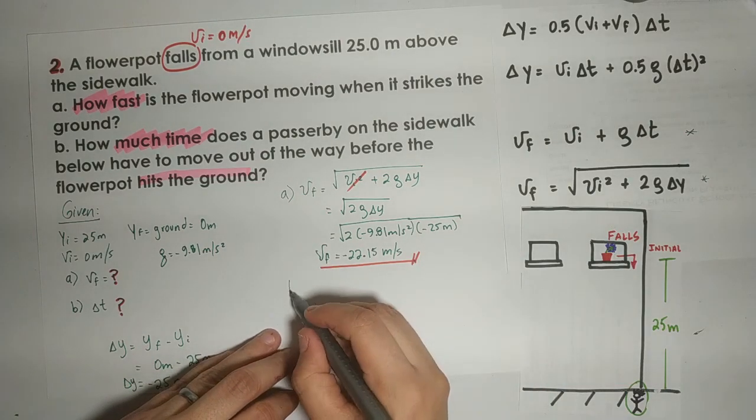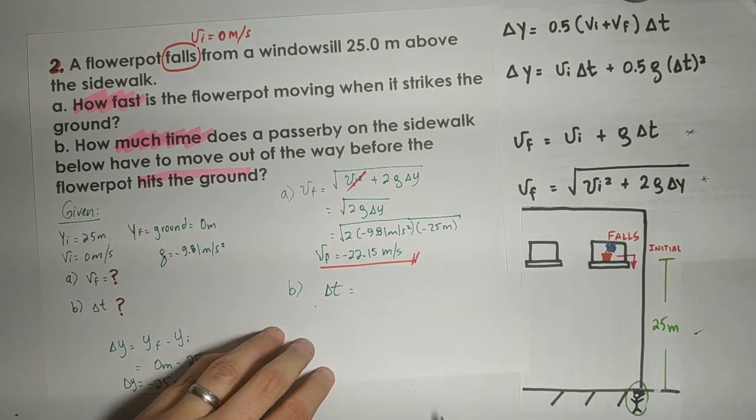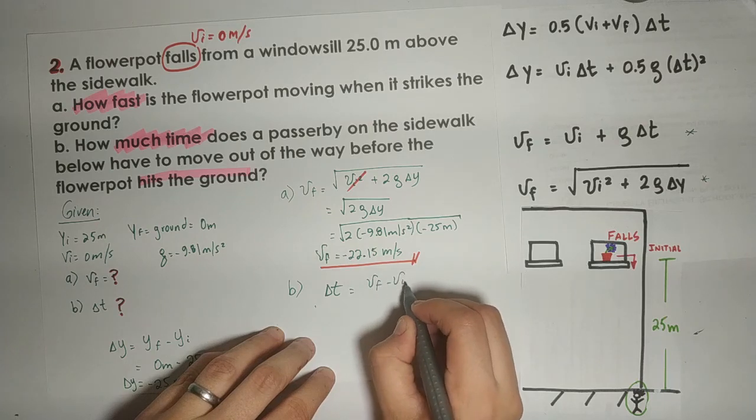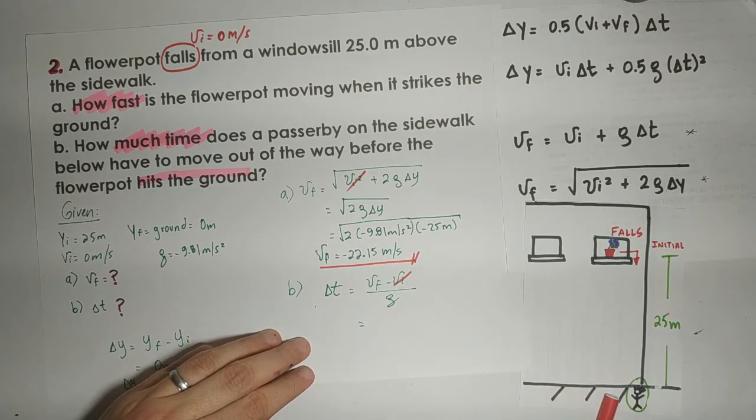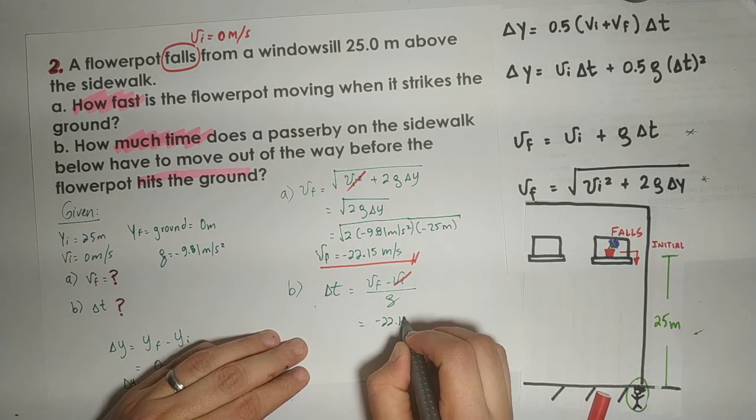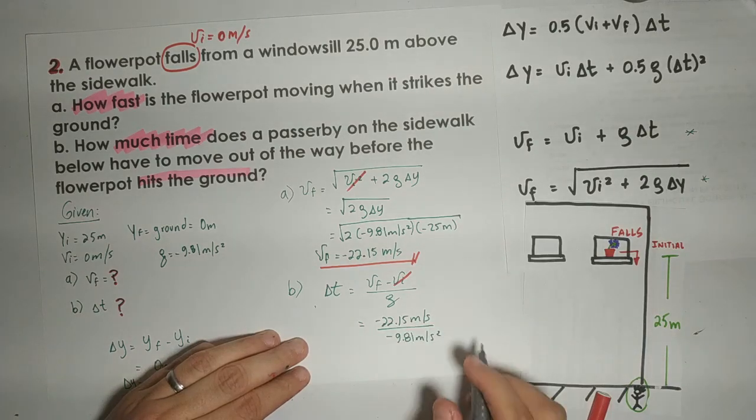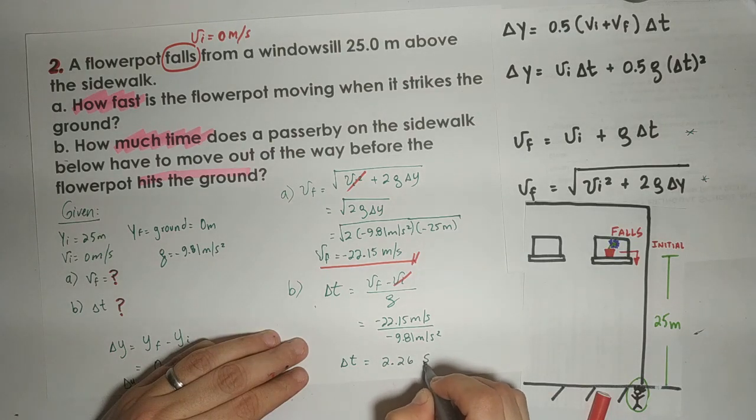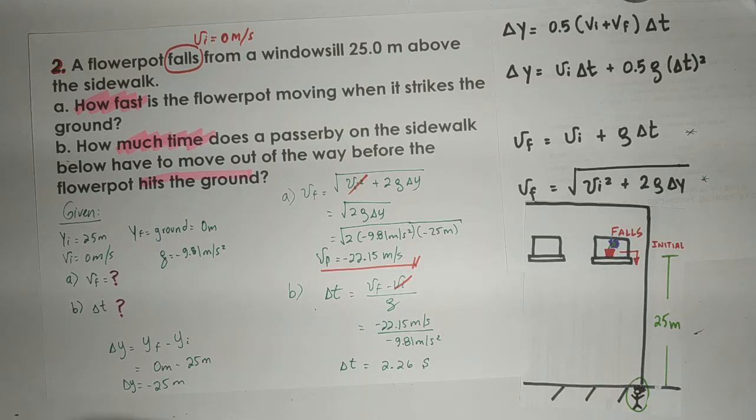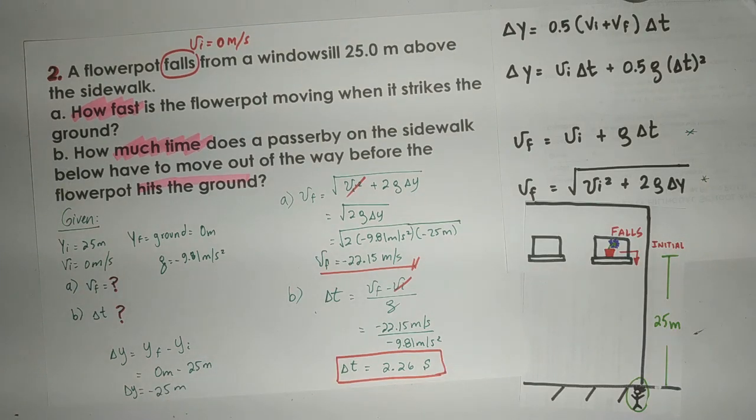Now in part B, I'm looking for the time, and this expression is pretty useful for finding the time. It's final minus initial velocity divided by gravity. We don't have the initial, but we do have the final. Negative 22.15 meters per second divided by negative 9.81 meters per second squared. Please do not forget the negatives. And my final time is 2.26 seconds. So you have 2 seconds to move before that flower pot hits you on the head. Okay. Well, guys, this is it. See ya.